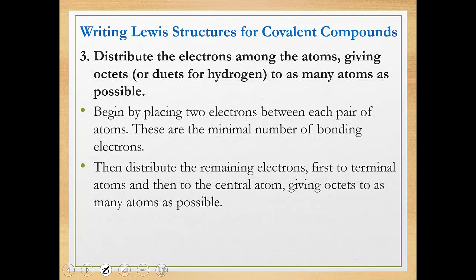All right, so I have a skeletal structure. I've determined my number of valence electrons. Now I'm going to distribute those electrons among the atoms, giving octets, or duets for hydrogen, to as many atoms as possible. Let's go back to our water. This was our skeletal structure, HOH, and I determined that I had 8 valence electrons to play with. Those valence electrons are like money in the bank. I have $8, I have 8 electrons to spend. I must spend all 8 electrons. I cannot spend any more than 8 electrons.